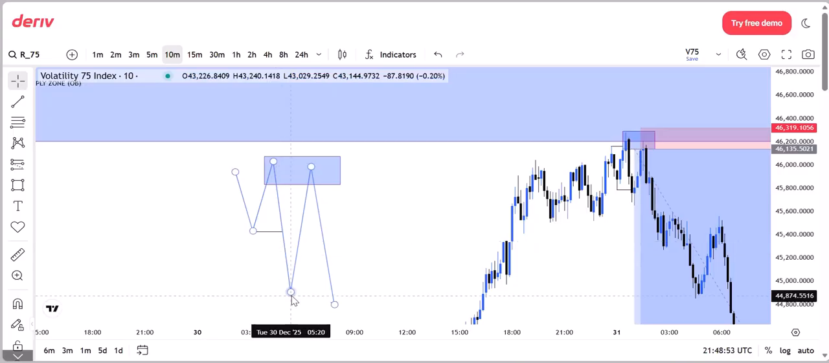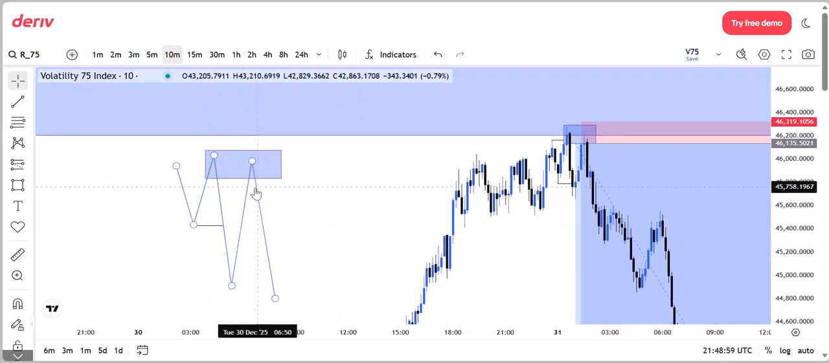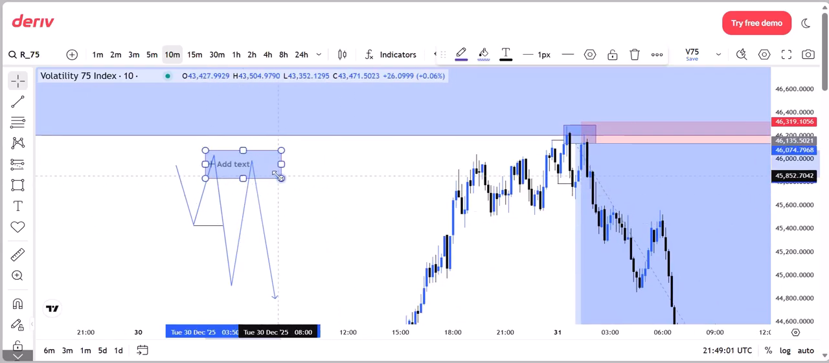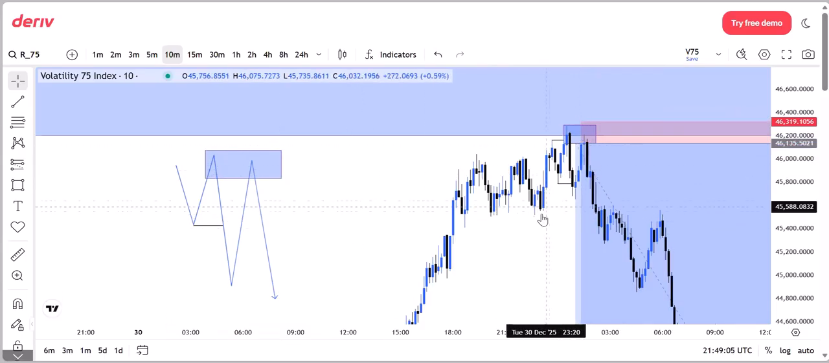We're going to see a break of structure and then a retracement to that zone that caused the break of structure before we sell. Okay, so this is our entry model. All right, so this is what we are waiting for. Let's see if we can spot that here.